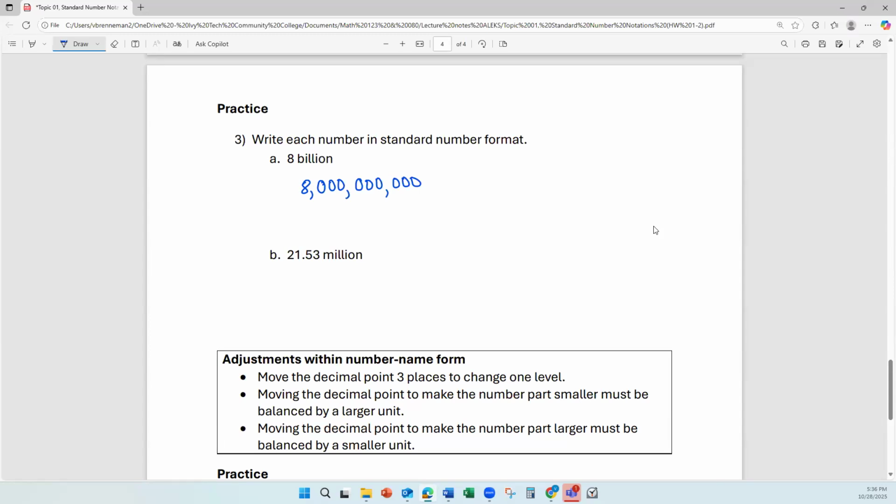21.53 million, I do 21, then this would be the millions, comma, I write the 5, 3, a 0 to finish out that set of 3. This would be 1,000, so I need another 3 zeros to make it be million. So I'm not adding 6 zeros, I'm adding 6 new places, but the first 2 are filled in with the 5, 3.